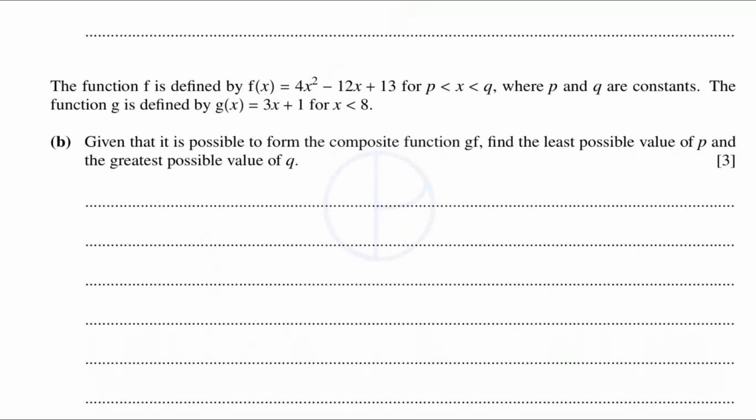The next part of the question: the function f is defined by f of x equal to 4x squared minus 12x plus 13 for p less than x less than q, where p and q are constants. The function g is defined by g of x equal to 3x plus 1 for x less than 8. Given that it is possible to form a composite function gf, find the least possible value of p and the greatest possible value of q.